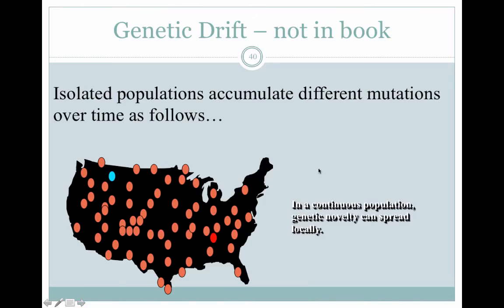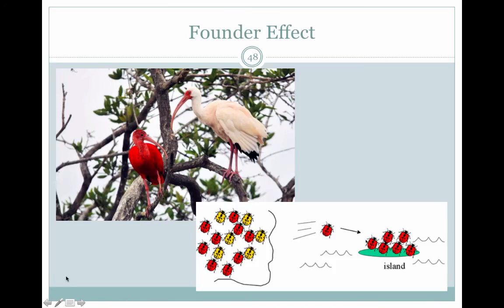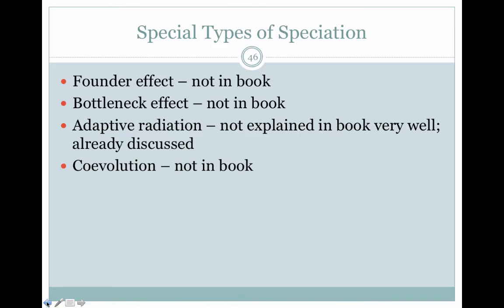All right, genetic drift is not in your book. We will discuss this in class another time. There are specific types of speciation that are not covered in your book. The founder effect, bottleneck effect, adaptive radiation, we've kind of already talked about it, and coevolution. Again, we'll discuss those in class and in a supplemental video.